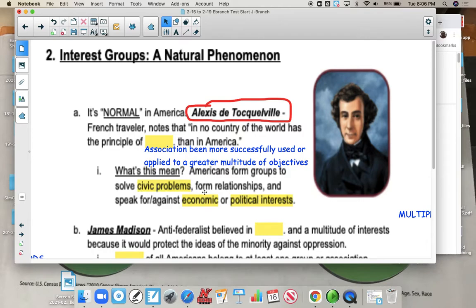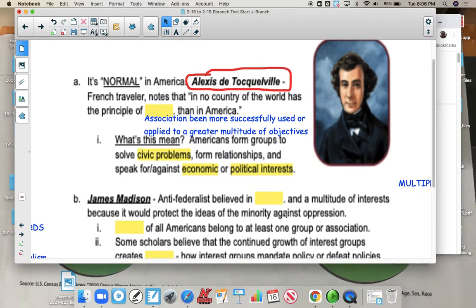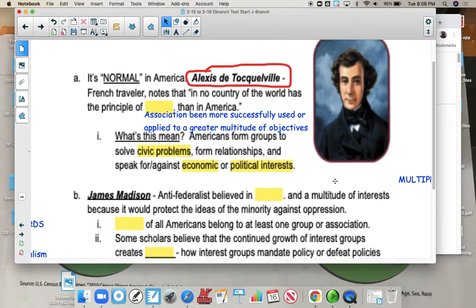I would highlight this. They do this to also form relationships or connections, and they speak for and against economic and political interests. So he's saying a lot about Americans and how they're really different than a lot of other groups in foreign countries.